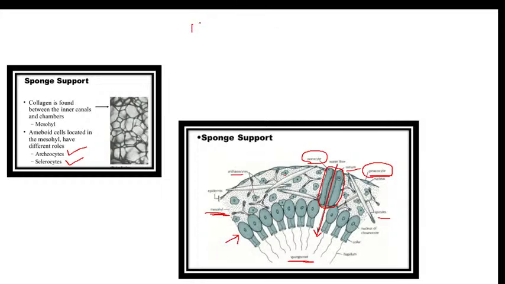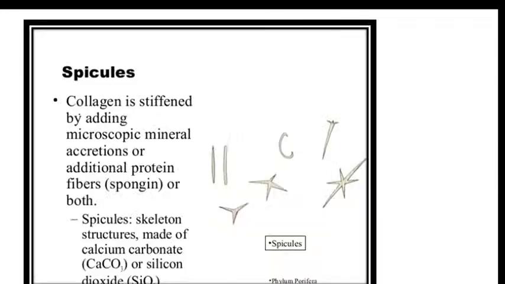എത്ര തരം സെല്ലായി ഇപ്പം? 1 is collar cell, 2 is archaeocyte, 3 is sclerocyte, 4 is porocyte, 5 is pinacocyte, then spicules. Now, next is spicules. The collagen is stiffened as the sponge ages. The mesohyl region collagen is stiffened by the addition of minerals or sponge protein fibers or both. Because sponges grow, as cells keep getting added, മിനറൽ അഡിഷൻസ് അല്ലെങ്കിൽ പ്രോട്ടീൻ ഫൈബേഴ്സ് സ്പോഞ്ചിലോട്ട് ആഡ് ചെയ്യപ്പെടും.